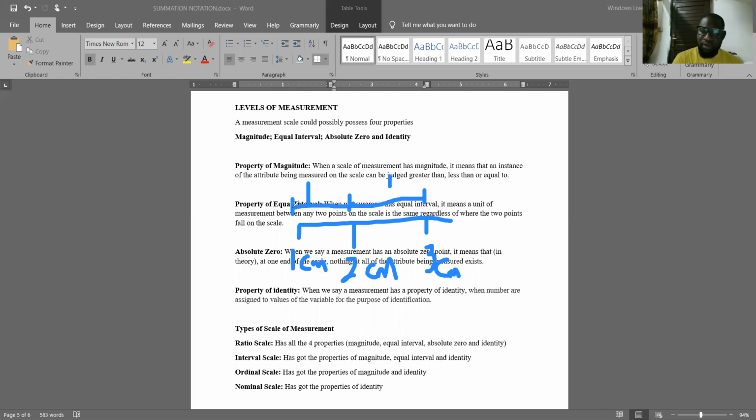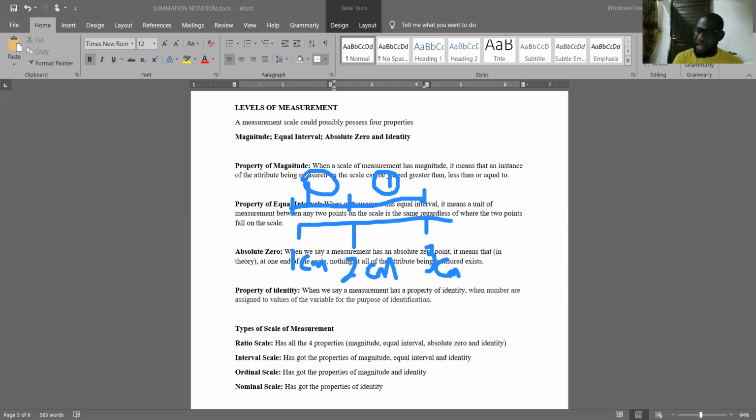So it means when we pick two points, regardless of wherever it falls, they all have equal intervals. They are all the same. So it means that length, height, weight, distance, and so on, they all have equal interval.